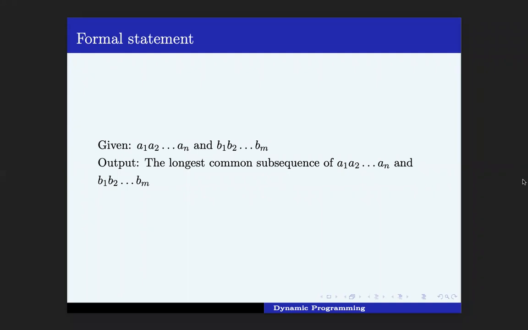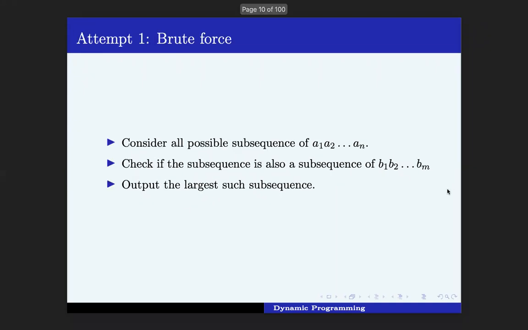The other option is to do what is called hardcore brute force, which is to consider all possible subsequences of A1 to AN. Now, how many possible subsequences are there? 2 to the power n possible subsequences, right? Now, if I give you a particular subsequence, I want this subsequence to be a part of B1 to Bm. Can you check it? So we can do the brute force first occurrence method. Right, you can do the brute force first occurrence method, and that will work.